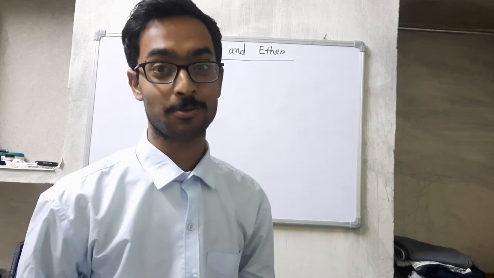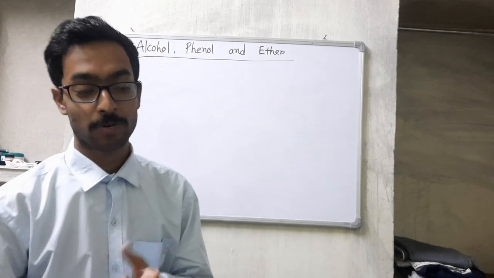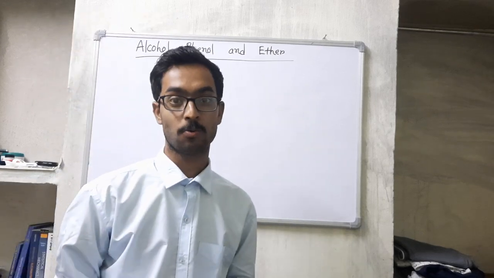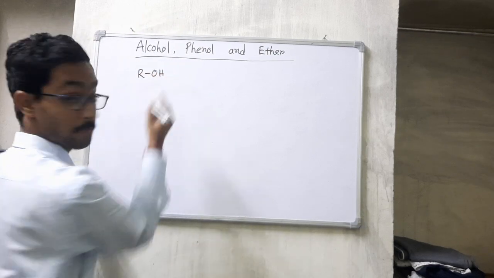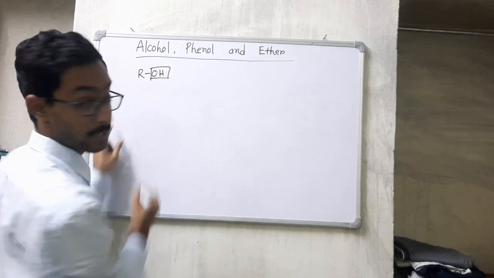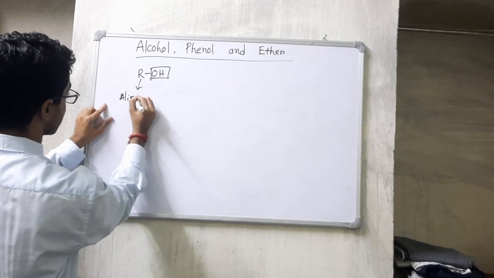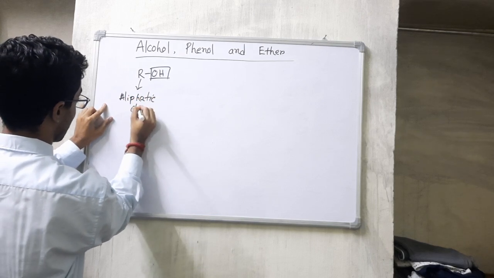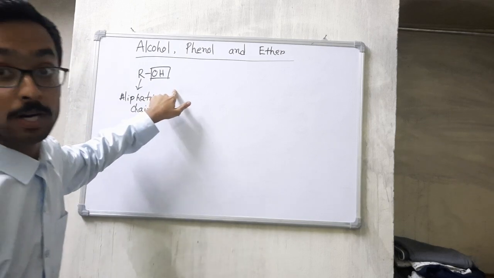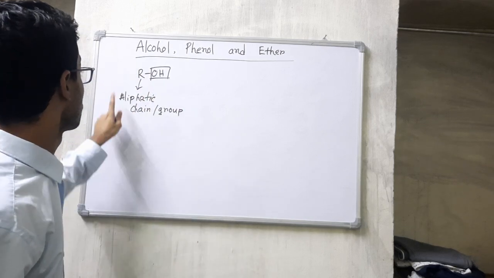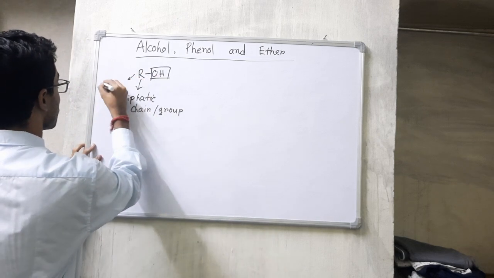I am going to discuss an important chapter in chemistry, that is alcohol, phenol and ether. First of all, how to identify what is alcohol, what is phenol and what is ether. Alcohol means one OH group is present with an R group. What is R? R is an aliphatic chain or group. When OH is attached with an R group, where R is an aliphatic chain or group, then it is called alcohol.